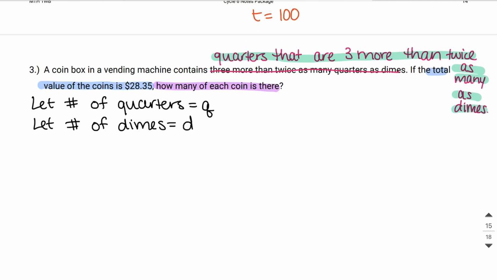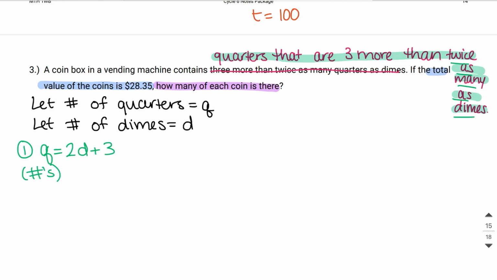So here it says the quarters are 3 more than twice as many as dimes. So let's translate that. This is saying the number of quarters is equal to 3 more than twice as many as the dimes. So how do I write twice as many as the dimes? We would write 2D. But then it's 3 more than that, so we write plus 3. So this equation is talking about numbers.